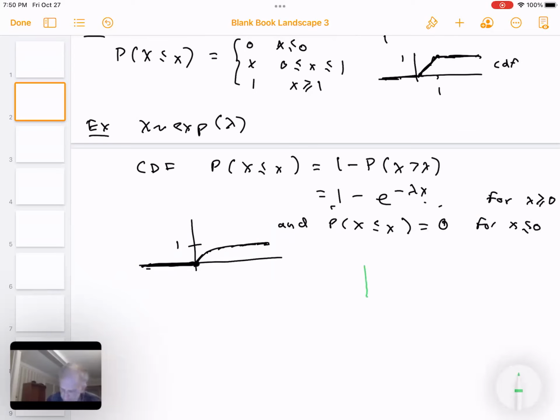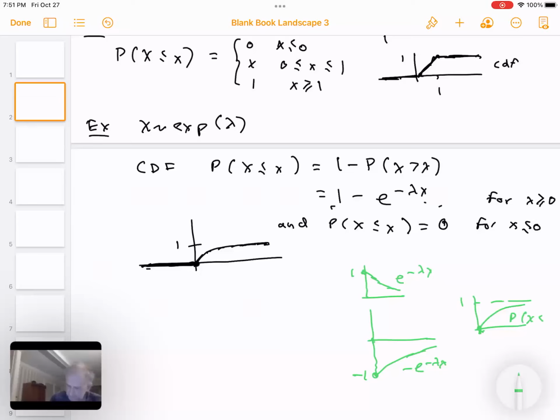What I always remember is if I have a decaying exponential like e to the minus lambda x, it would look like this. And then if you want minus e to the minus lambda x, it's just the mirror of this. Then this would be minus 1 here, and plus 1. If I add 1 to this, it starts at 0 instead of -1. Instead of approaching 0 here, it is approaching positive 1. Okay, so this is the probability X is less than x.